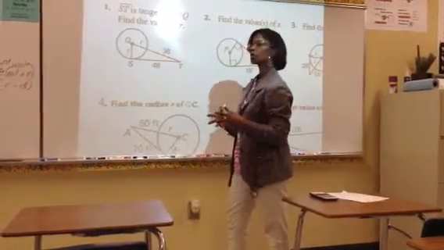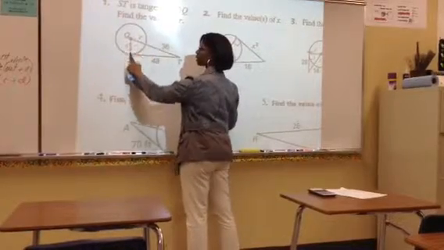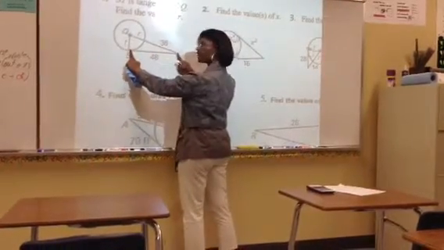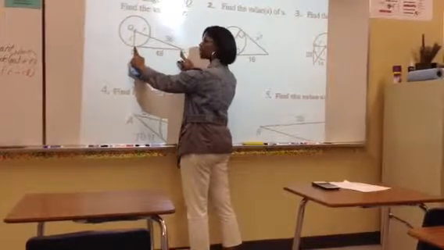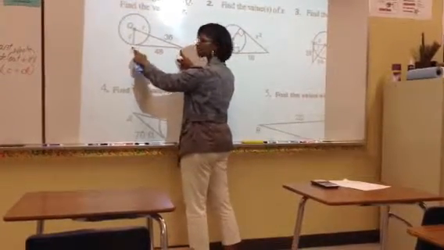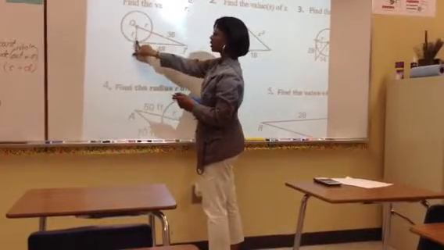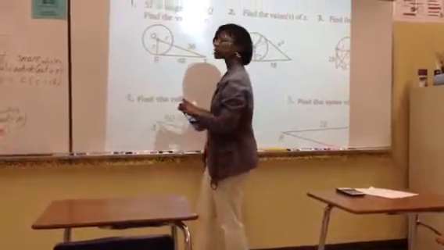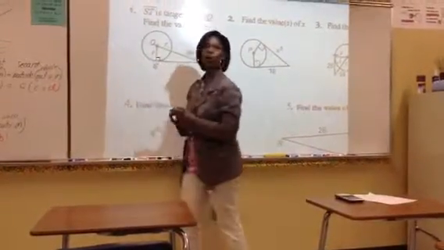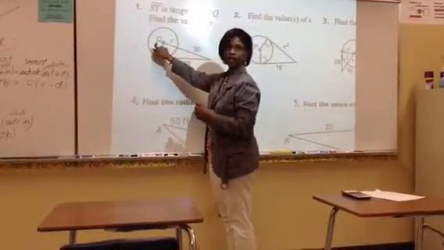One thing that we haven't discussed, but you need to know: anytime you have a radius and you have a tangent, and the radius and the tangent meet at the point of tangency, when they intersect, they will always be perpendicular to each other. And if they are, we have a right triangle.